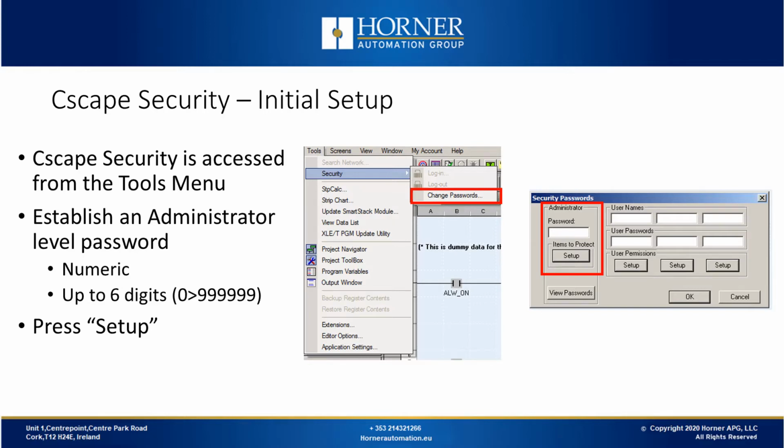The designer can go to the Tools menu and select Security, and then change passwords to establish an administrator level password. Currently all passwords are numeric and can be up to 6 digits long. There are functions within Cscape to prevent someone from setting up an Autobot which would enter loads of passwords sequentially. Once an administrator level password is established, then the user simply presses the Setup button.